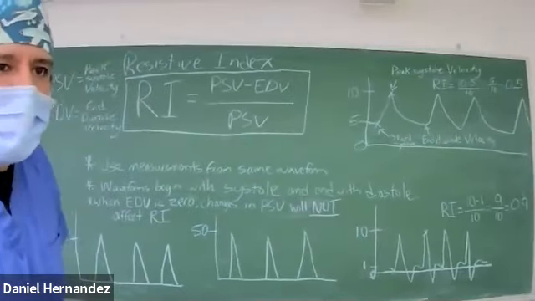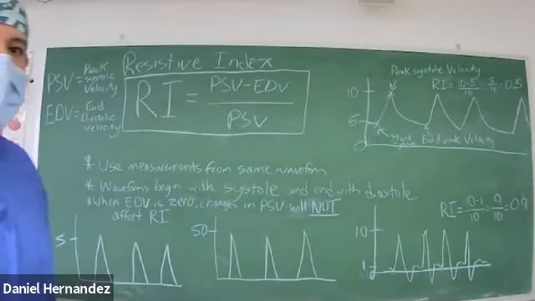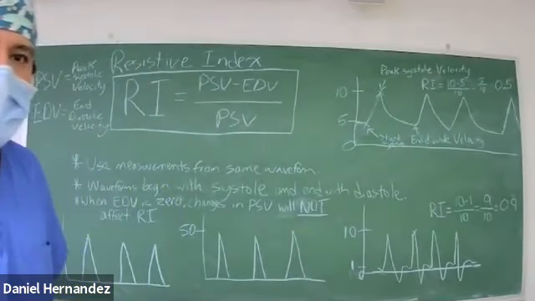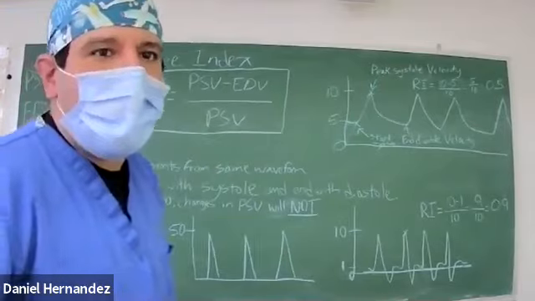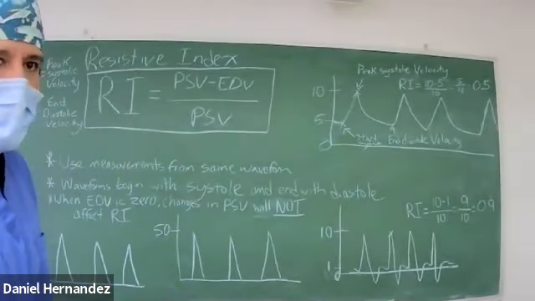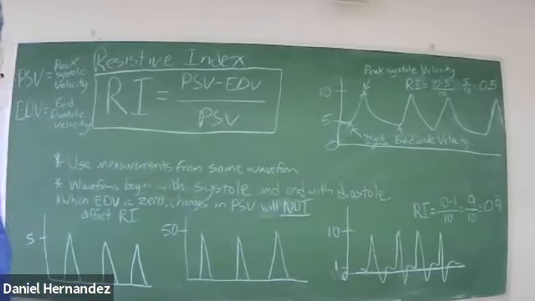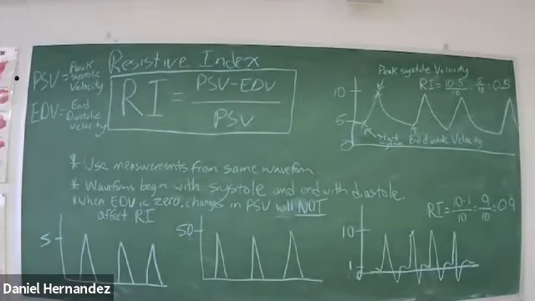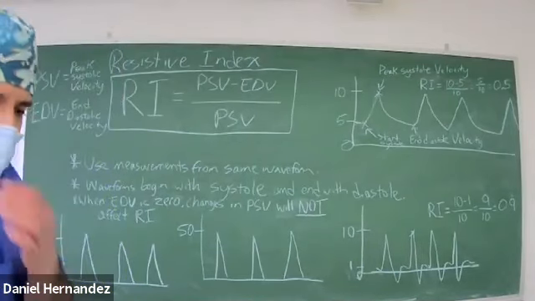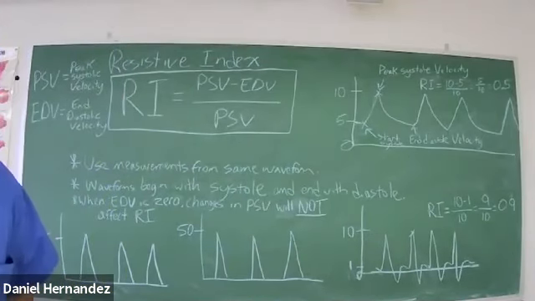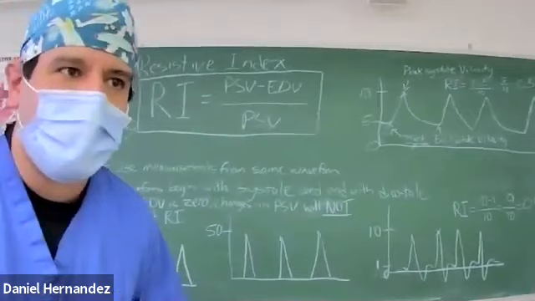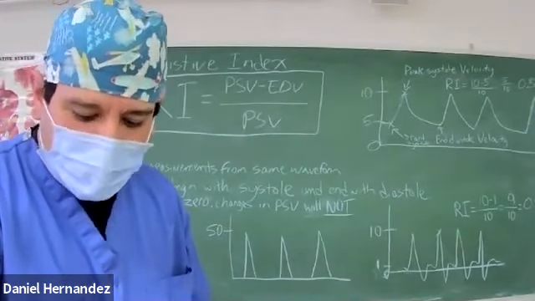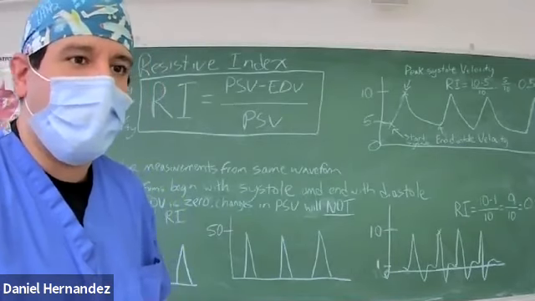In terms of high resistance versus low resistance, I typically like to think that with a resistive index over 0.7, you start getting into a high resistant waveform. Lower than 0.7 would be considered more of a low resistant waveform. But you also have to take into account which organ or vessel you're imaging, which artery, because different organs will have different resistive indices which are considered normal and abnormal.